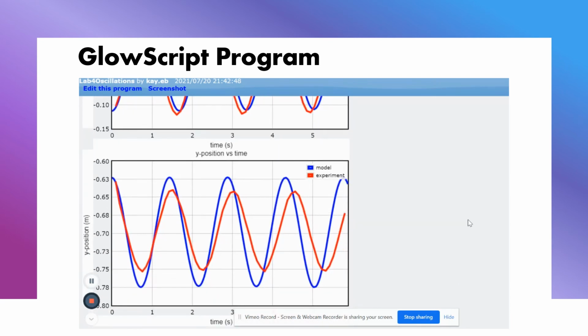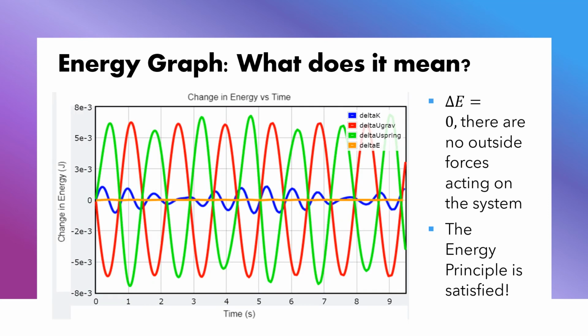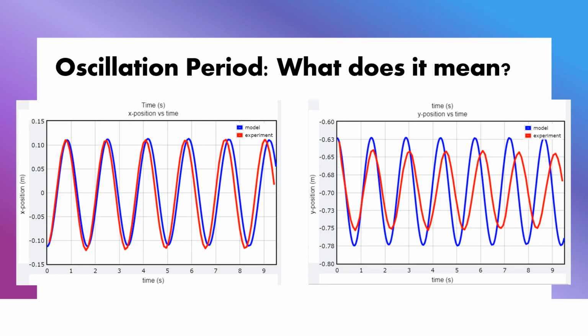Lastly, you see the graphs of the model in blue versus experimental in red positions for both the x and then y positions. As you can see, the change in energy versus time graph above shows that the total energy stays at 0 through the duration of the observed and modeled motion, meaning, in this case, the sum of the changes in gravitational potential, spring potential, and kinetic energies are 0. Because of this, we know that there are no outside forces acting on the system and the energy principle is satisfied. Here are the two position versus time graphs produced by the model, x on the left and y on the right.